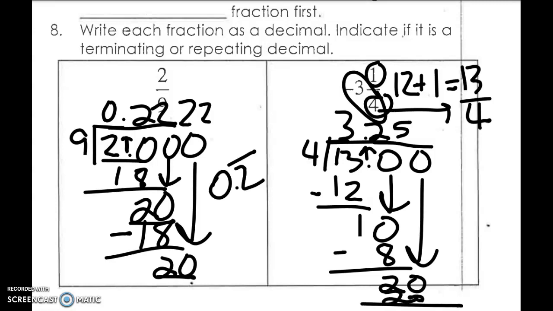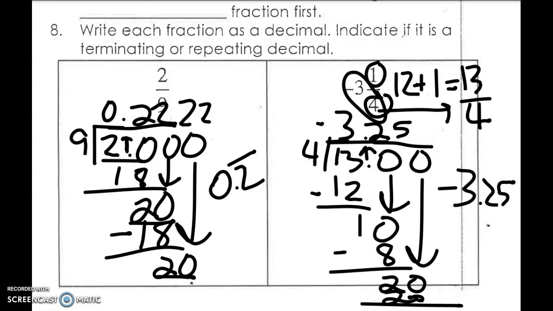Okay. So this obviously terminates right there at that 5, but don't forget it's also negative. So you get negative 3.25. Okay, and it's a terminating decimal because it stops. All right, so that's it for terminating and repeating decimals.